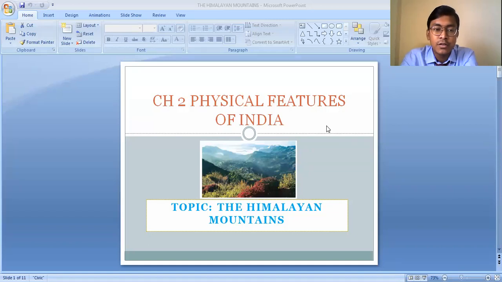Along the Bay of Bengal we have the eastern coastal plain, and on the western side we have the western coastal plain. In the west we have the Indian deserts, and then we have two island groups, in the Bay of Bengal and in the Arabian Sea. So these are the different physiographic divisions of our country.